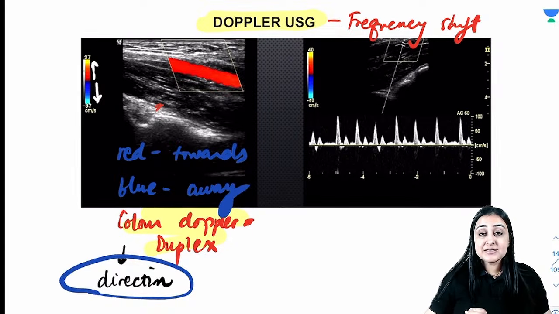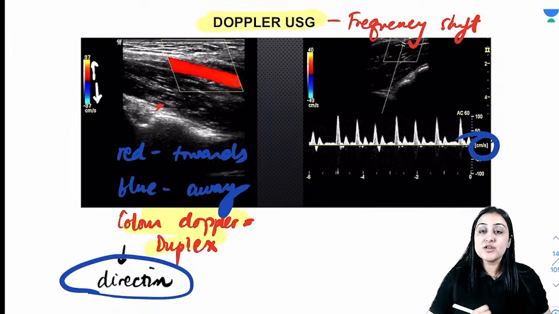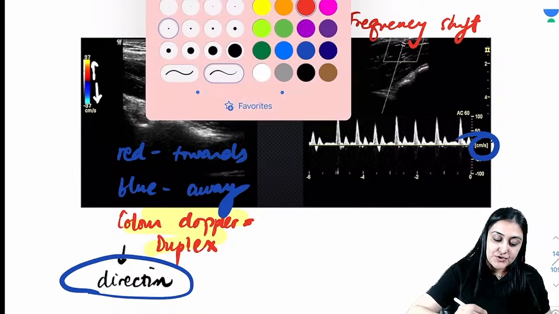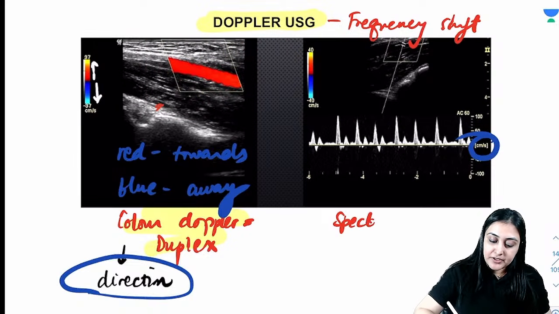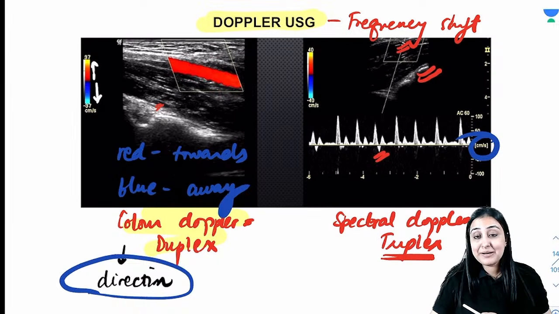On the other hand, what is this ultrasound Doppler called? This ultrasound Doppler which tells me velocity also, velocity of blood over time. This ultrasound is called as spectral Doppler. So now I am combining three things: B mode ultrasound, color Doppler and spectral Doppler. So this is also called as triplex ultrasound. तीन चीजें हो रही है, triplex ultrasound.